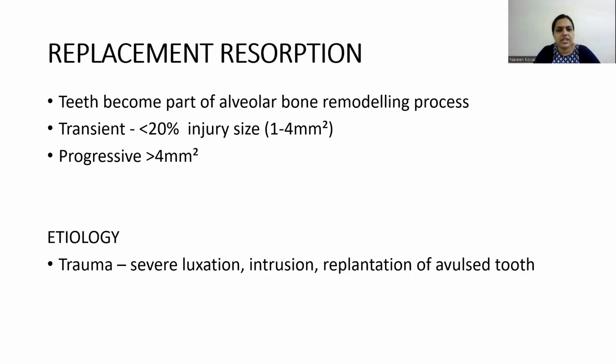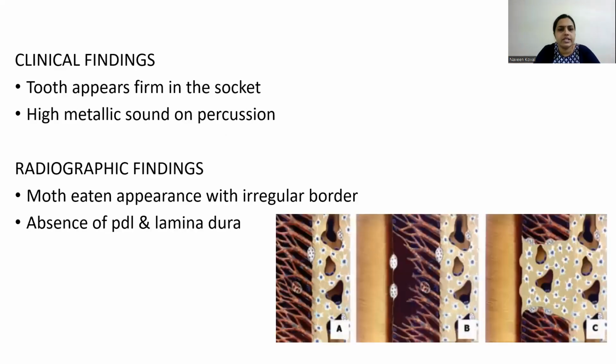Then the third one is replacement resorption. Here the tooth becomes part of the alveolar bone remodeling process. This can be transient as well as progressive. If the injury size is very small, around 1 to 4 mm square, it is transient. If the injury size is more than 4 mm square, it is usually progressive. Etiology includes trauma, such as severe luxation, intrusion, and replantation of avulsed teeth.